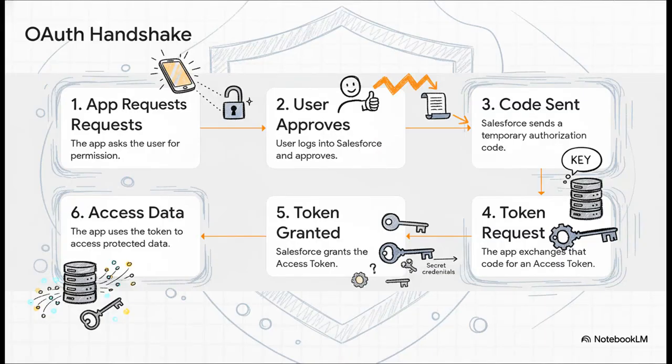Okay, let's nail this down. We're going to walk through that handshake one more time just to make sure it sticks. Step 1, the app kicks things off and asks for permission. Step 2, you log in directly with Salesforce, never with the app, and approve it. Step 3, Salesforce sends back that short-lived, temporary code. Step 4, the app uses that code and its own secret to ask for the real token. Step 5, Salesforce verifies everything and hands over the access token. And finally, Step 6, the app uses that token to do its job. The handshake is complete, and your password was never shared.